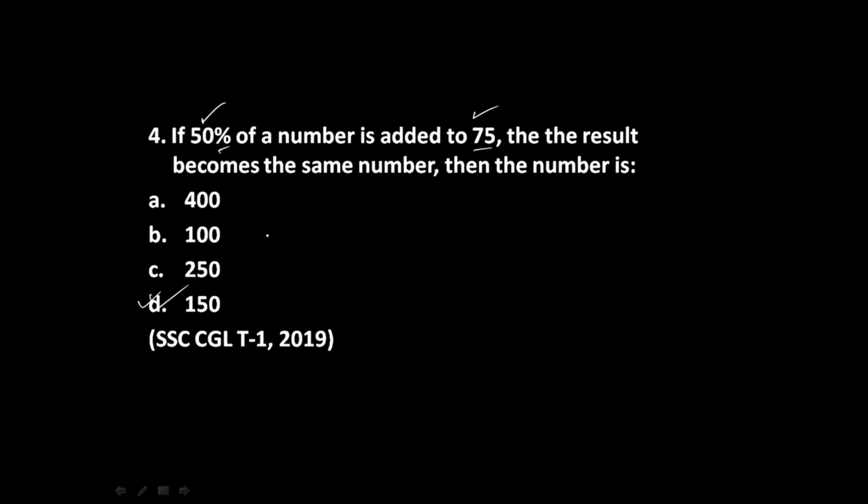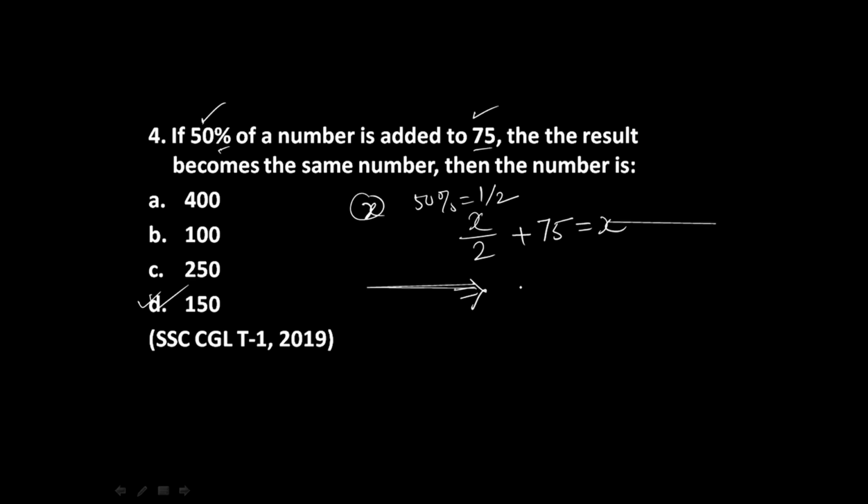It will be done in your mind. Okay, I am doing it for you for your reference. If we assume the number is x, so 50% of the number is added to 75. So x by 2, 50% means 1 by 2, we have learned. So x by 2 plus 75 is equal to x. So x will be equal to 150.